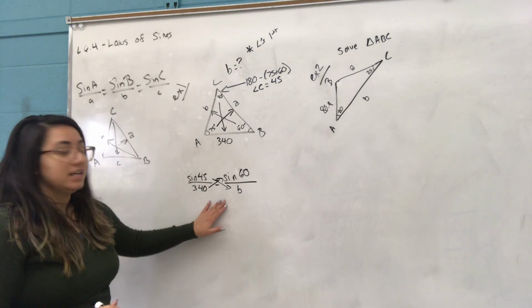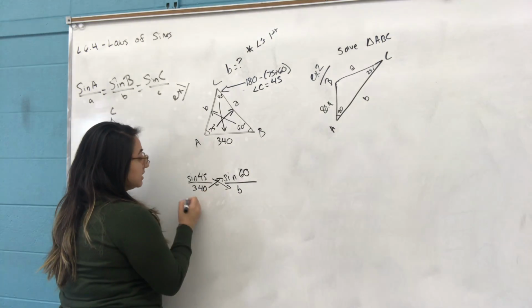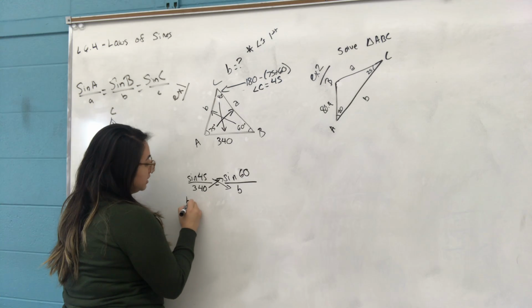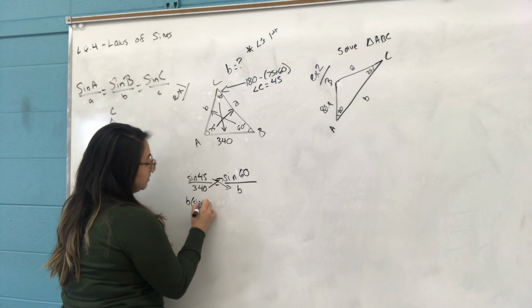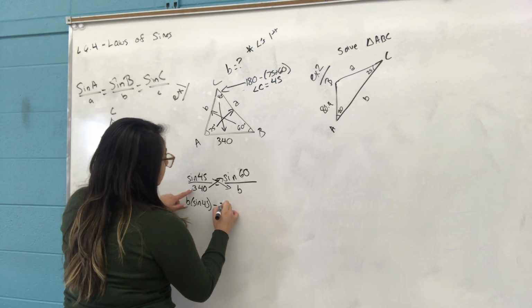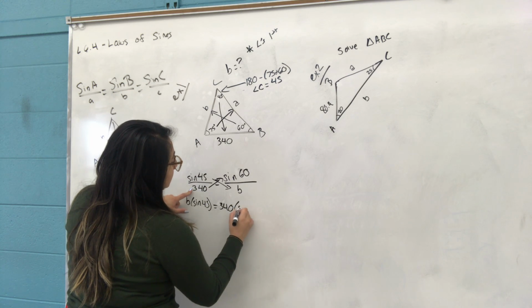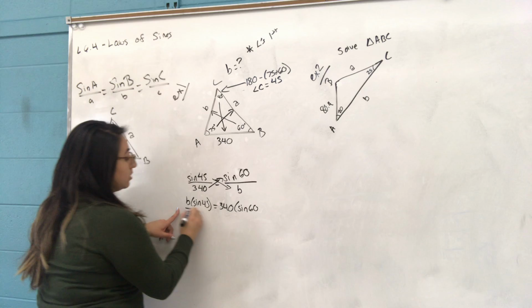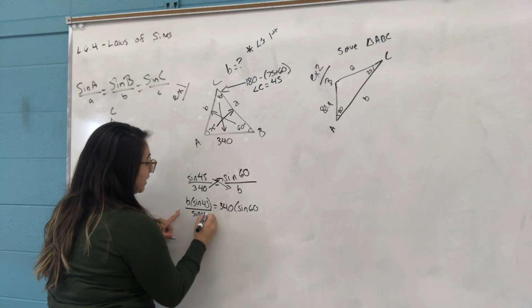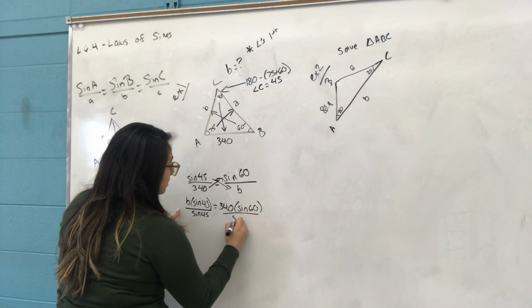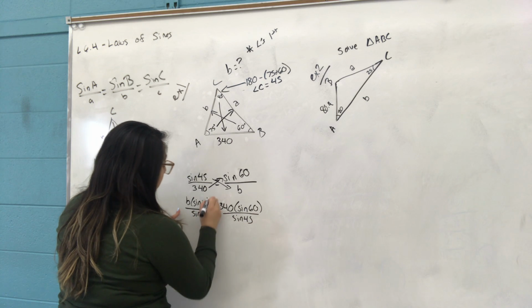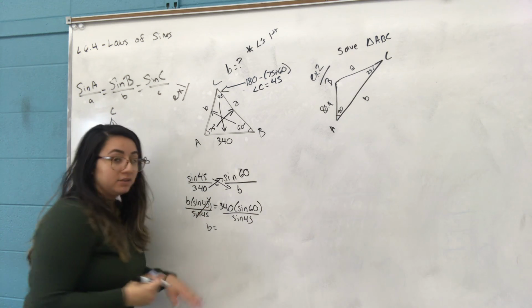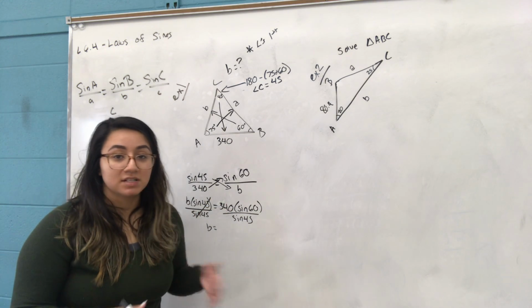As soon as you're done making a proportion, it's the easy part. All you're doing is cross multiplying. So the sine of 45 times B, or B times the sine of 45, it really doesn't matter, is equal to 340 times the sine of 60. For B, you want to get it by itself, so divide both sides by the sine of 45. You don't have to solve for it just yet.